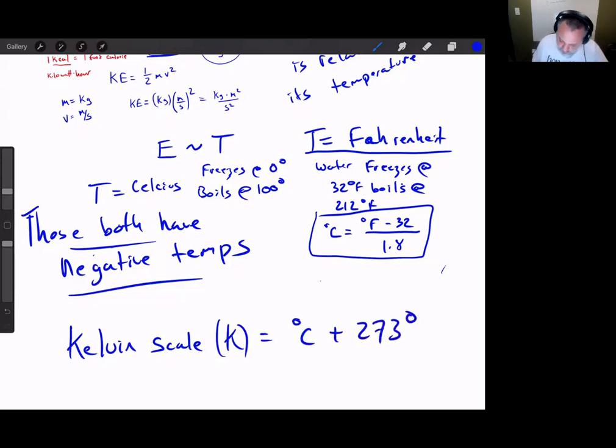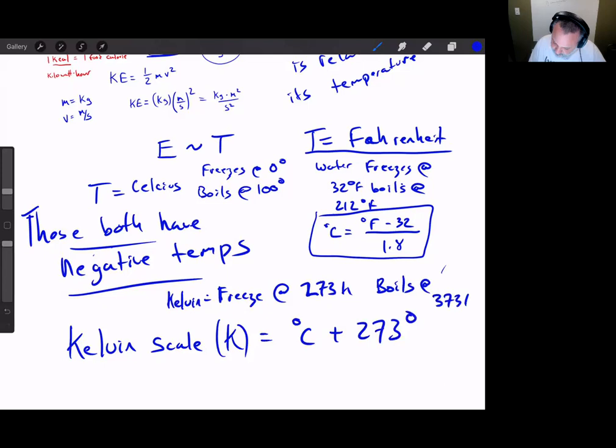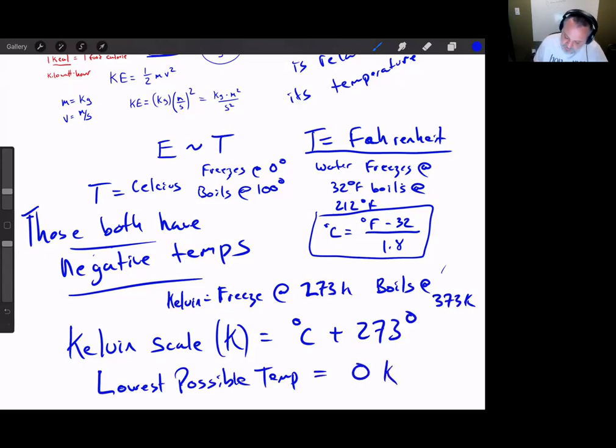So for water, water freezes on the Kelvin scale at 273 Kelvin and it boils at 373 Kelvin. But the big deal is that the lowest possible temperature is 0 Kelvin. So that means there's no negative temperatures.